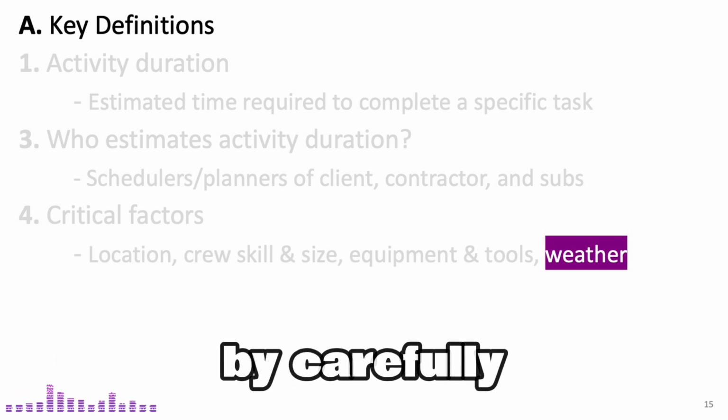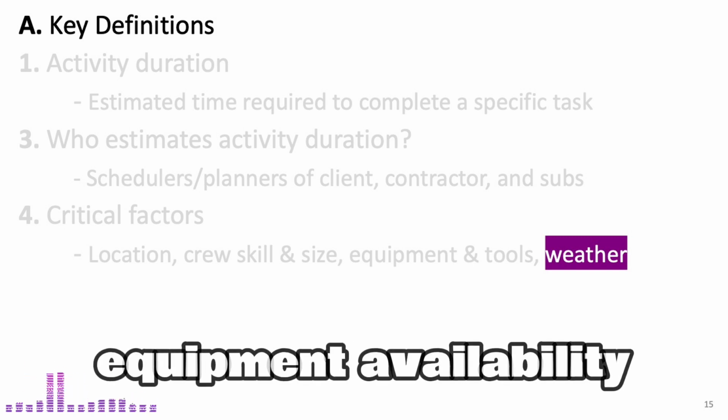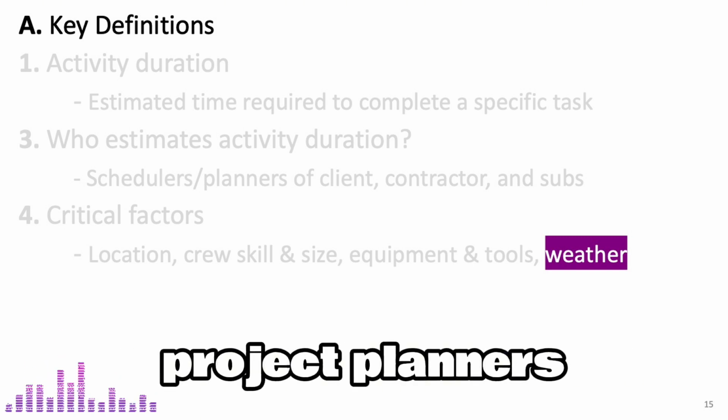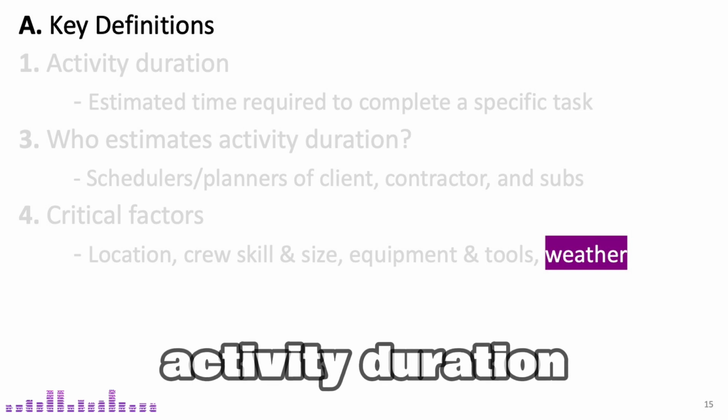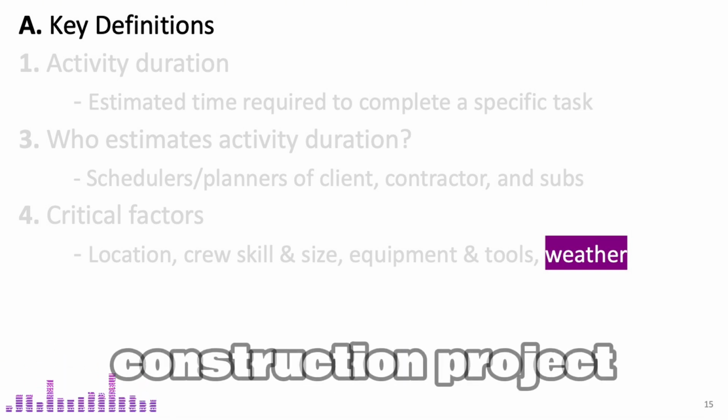As such, weather introduces a level of uncertainty into the estimation of activity duration, which is why contingency planning is essential. By carefully considering these factors, location, crew skill and size, equipment availability, and weather, project planners can develop more accurate estimates of activity duration. This helps to mitigate risks and ensures smoother execution of the construction project.